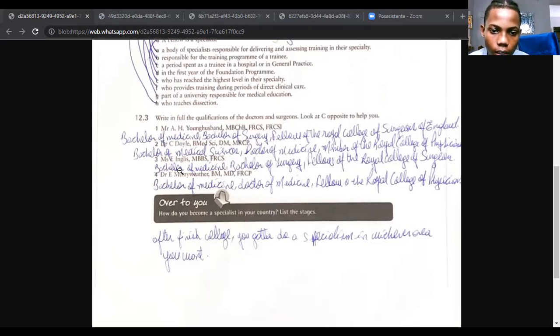Ms. E. English, MBBS, FRCS: Bachelor of Medicine, Bachelor of Surgery, Fellow of the Royal College of Surgeons. Dr. E. Meriwether, BM, DM, FRCP: Bachelor of Medicine, Doctor of Medicine, Fellow of the Royal College of Physicians. How did you become a specialist in your country? First of all, after you finish college, you have to do a specialty in whichever area you want, like pediatrics.